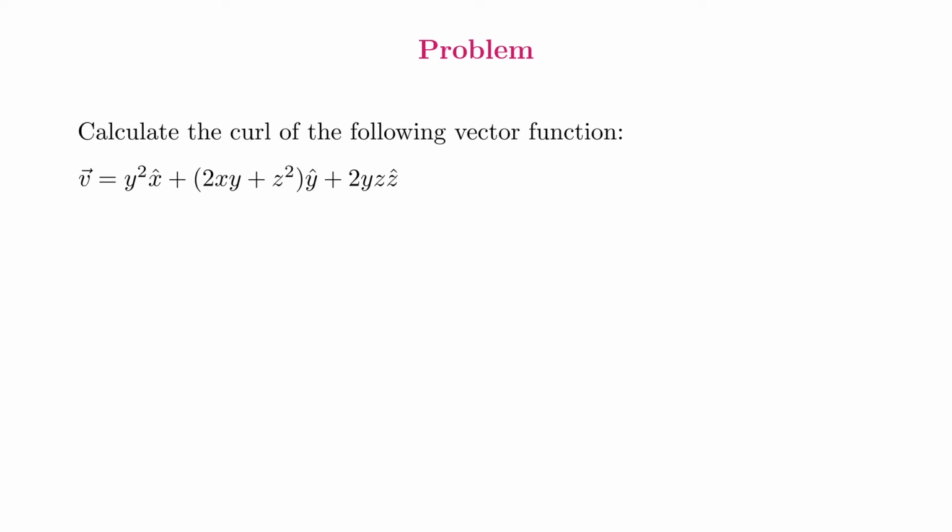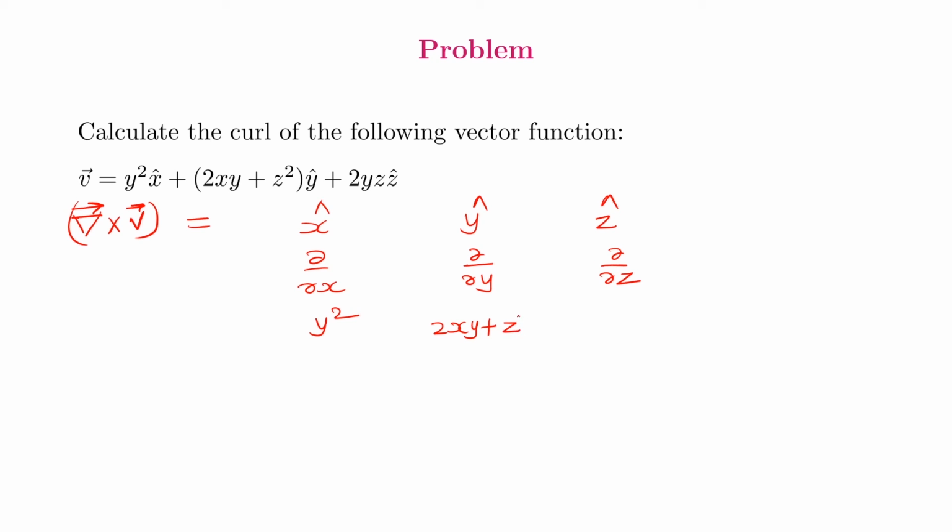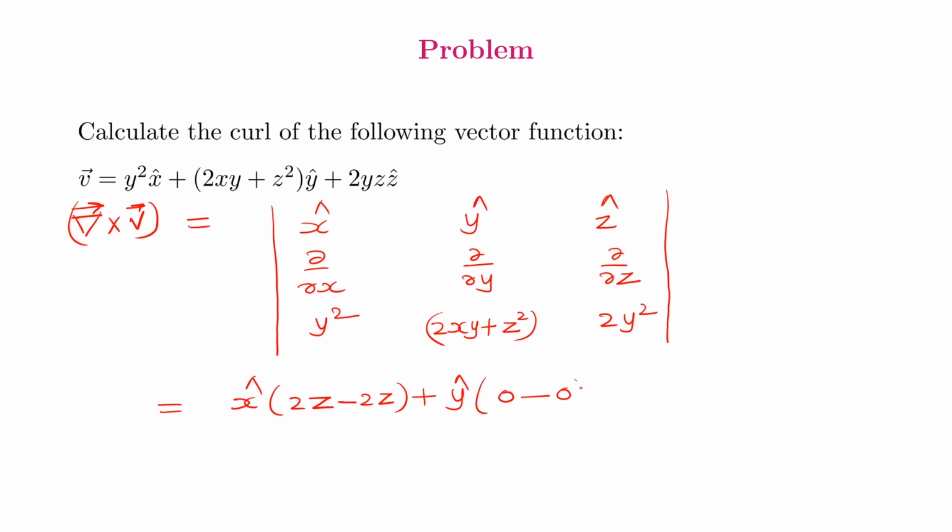Now let us try to calculate the curl of the following vector function. This will be del cross V, the determinant of x hat, y hat, z hat; dou by dou x, dou by dou y, dou by dou z; y square, 2xy plus z square, and 2y square. On expanding, this will be x hat (2z minus 2z) plus y hat (0 minus 0) plus z hat (2y minus 2y), and the curl turns out to be 0.